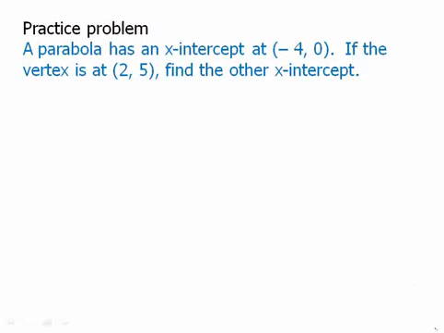Here's a practice problem. Pause the video and then we'll talk about this. A parabola has an x-intercept at (-4, 0). If the vertex is at (-2, 5), find the other x-intercept. Well, this is interesting. Because we know the vertex, we know the line of symmetry. The line of symmetry has to be x equals -2.